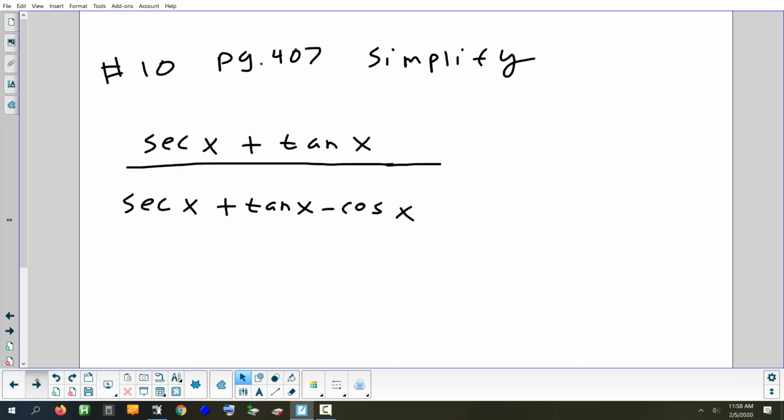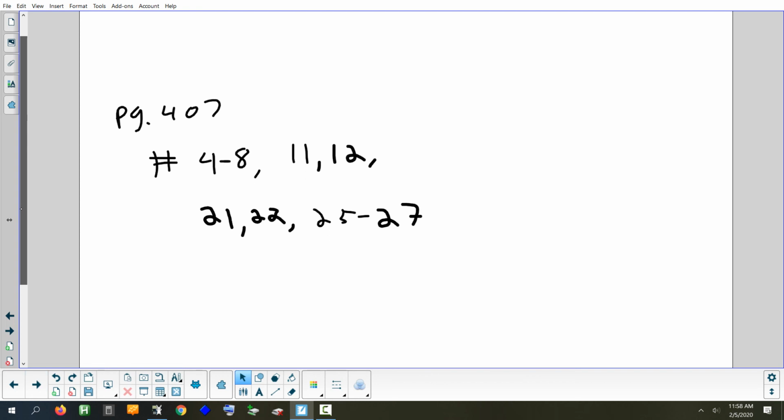I think that's good. Okay, so those are the problems for tonight. Okay, not a ton of problems. It's 4 through 8, 11, 12, 21 to 22, and 25 through 27. So the plan is we're done all the material for the week. If we have any kind of class tomorrow, we will have a review where we practice more of these. If we don't have class tomorrow, then we'll end up just having a test on Friday.